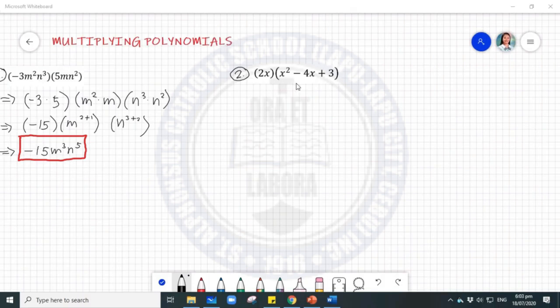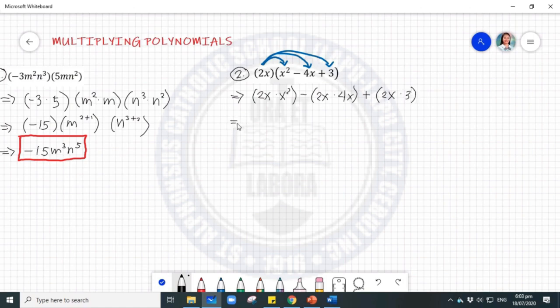In this manner, we are going to use the distributive property of equality, wherein we're going to distribute 2x to the terms inside the parenthesis. So it will become 2x times x squared, copy minus 2x times 4x and 2x times 3.